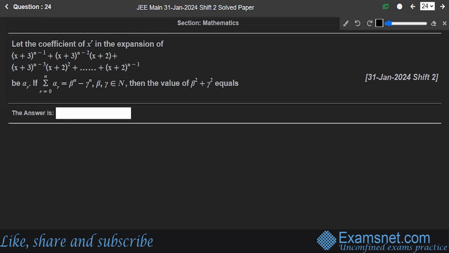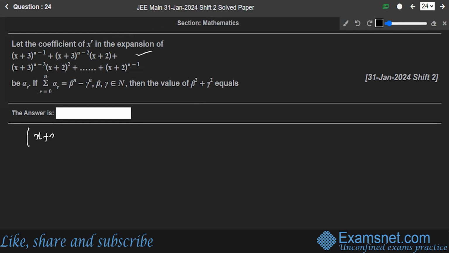The summation from r equal to 0 till n of a_r is given by this, where beta and gamma belong to natural numbers. You have to find out the sum of squares of beta and gamma. So let's write this expression once to make it clear.